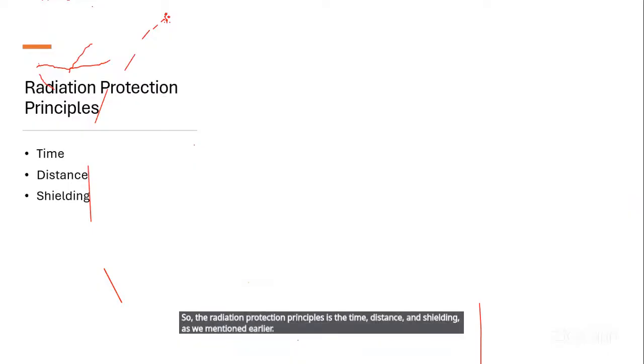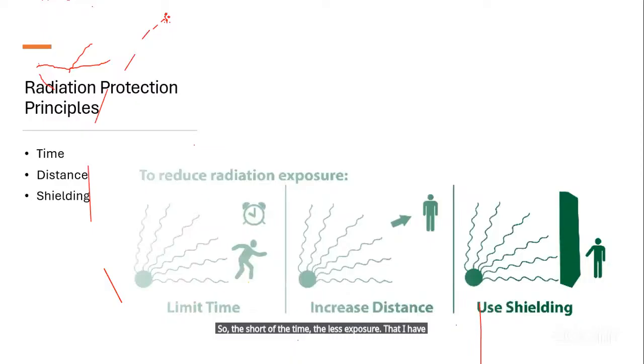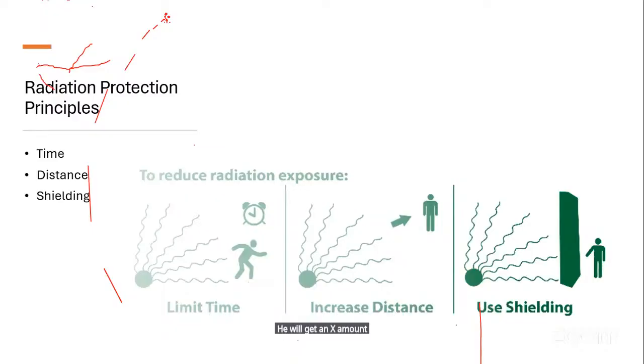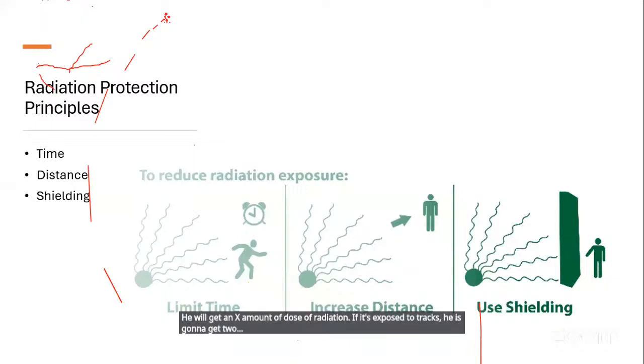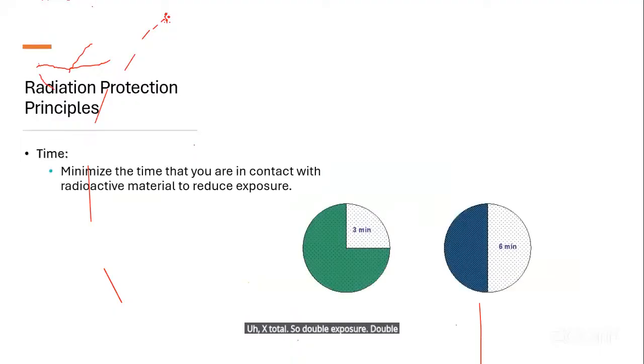So the shorter the time, the less exposure that I have. If one person is exposed for an X amount of time, he will get an X amount of dose of radiation. If he's exposed for 2X, he's going to get a 2X dose. So double the exposure time, double the dose. Three minutes of exposure will give you a certain dose, so if you're exposed for 6 minutes, it's going to give you double that dose.